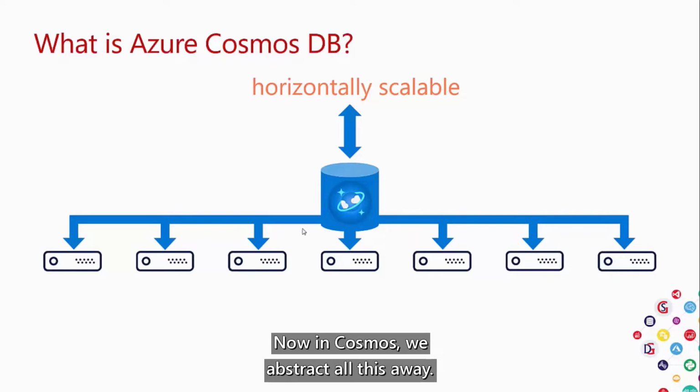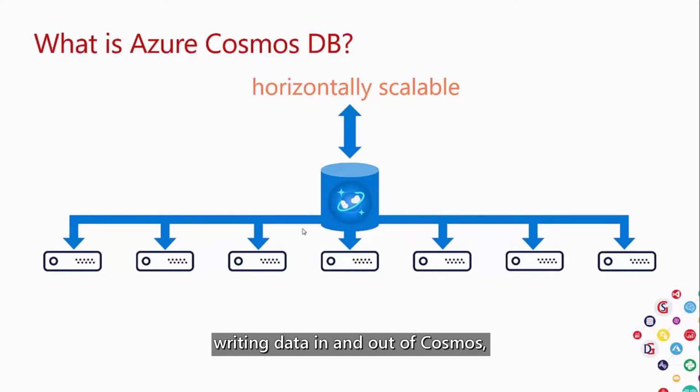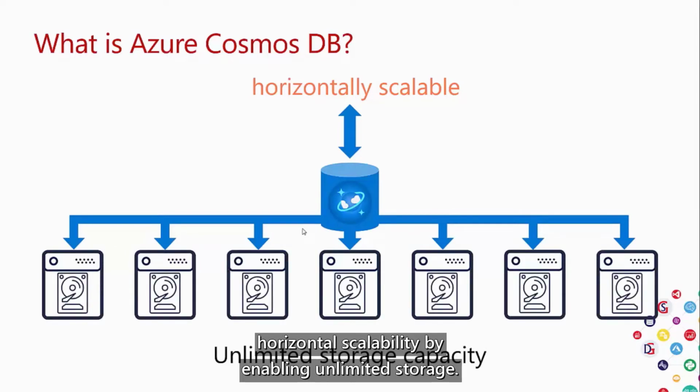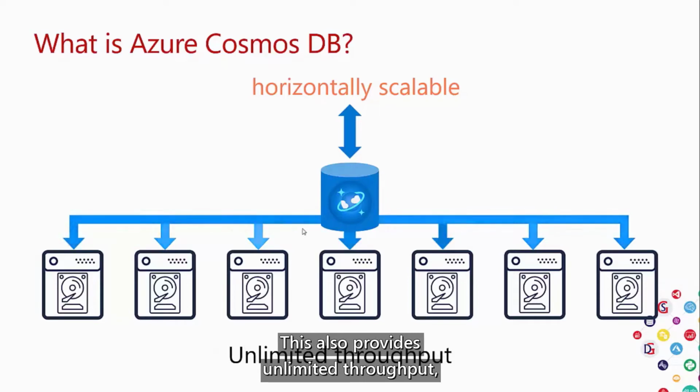Now in Cosmos, we abstract all this away, but under the hood, you're reading and writing data in and out of Cosmos, dealing with a cluster of servers. This is better known as scale-out, and it's how we achieve horizontal scalability, by enabling unlimited storage. So when you need more storage, we simply add more servers to your cluster. This also provides unlimited throughput, as each server adds additional capacity to handle requests when you need it.